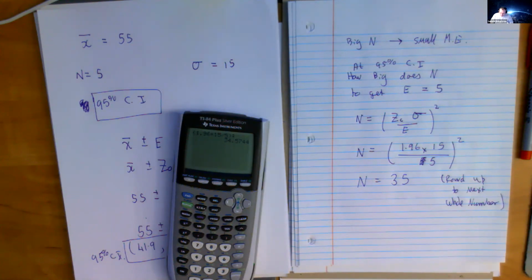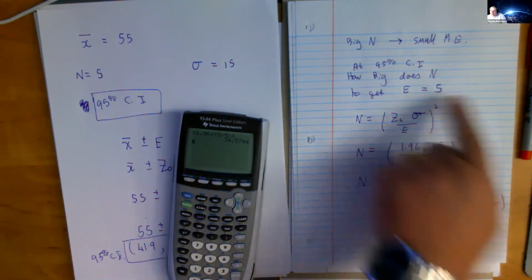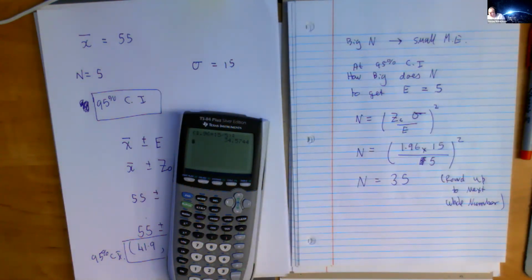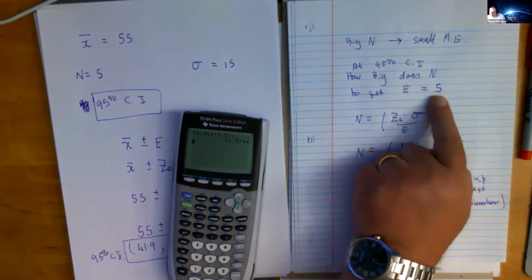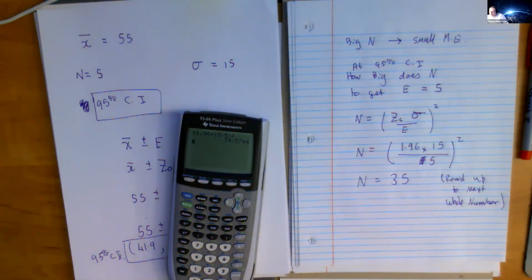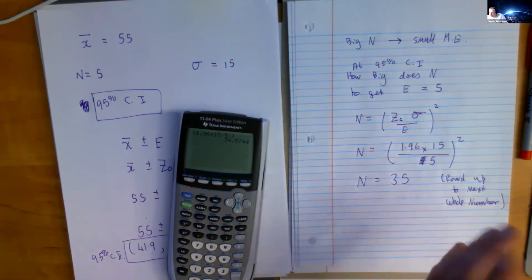And you might say, well, why do I need to do that? Remember, you want to get a margin of error of 5 or a little bit less, right? You'll live with a little bit less, but you don't want more. If this number was 34.1, rounding it to 34 might give me a little bit bigger margin of error than I was looking for. So to be safe, basically, round up. And it's always going to be a whole number, right? The number in your sample has to be a whole number.